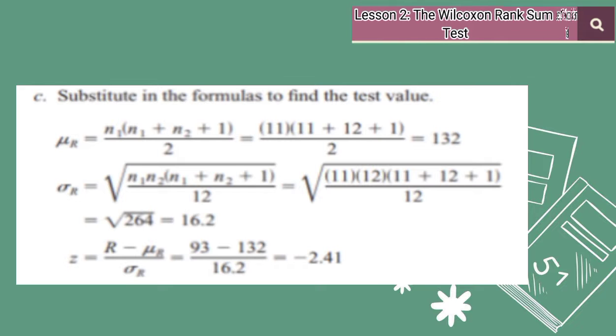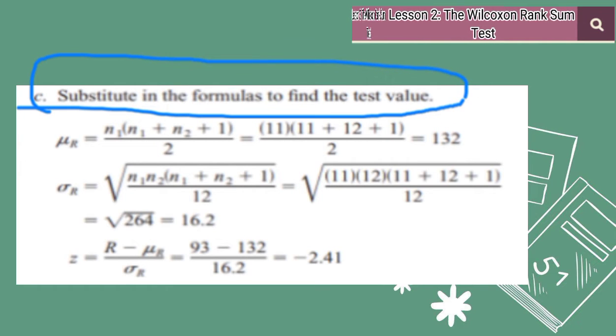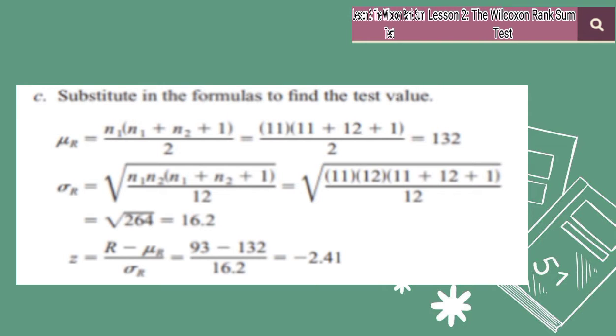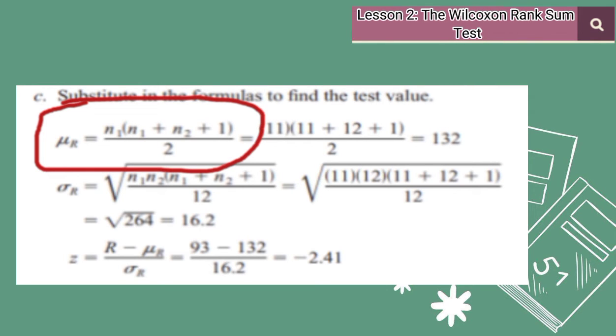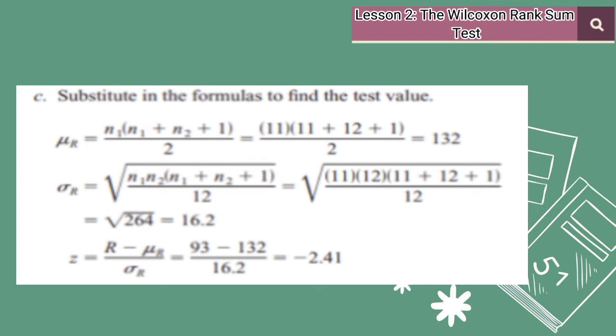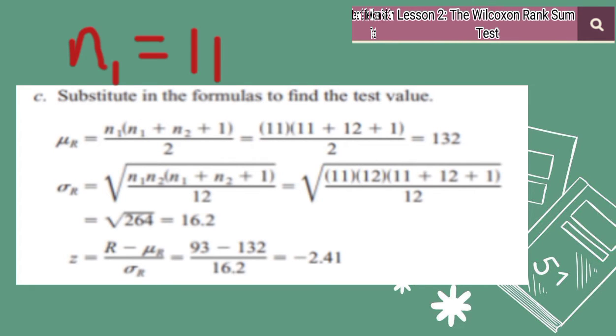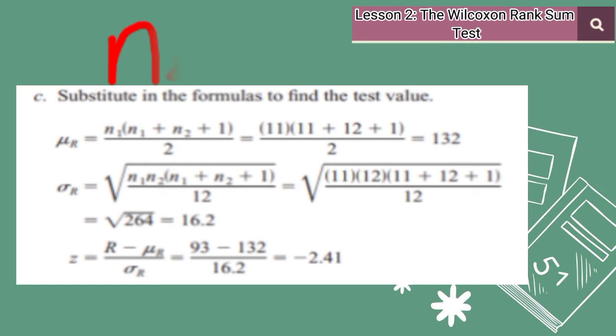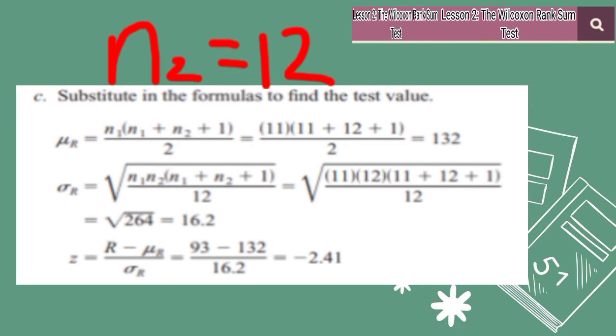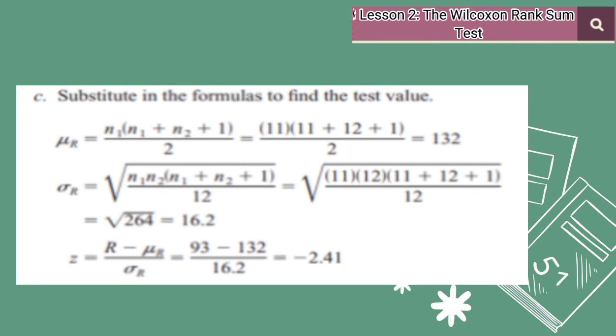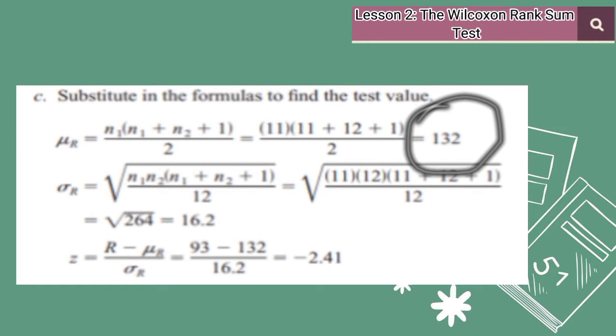Then, letter C. Substitute in the formulas to find the test value. Then we have the formula of the mean. The value of mu sub R is equal to n sub 1 times n sub 1 plus n sub 2 plus 1 over 2, where n sub 1 is equal to 11 and n sub 2 is equal to 12. So now, 11 times 11 plus 12 plus 1 over 2 is equal to 132.